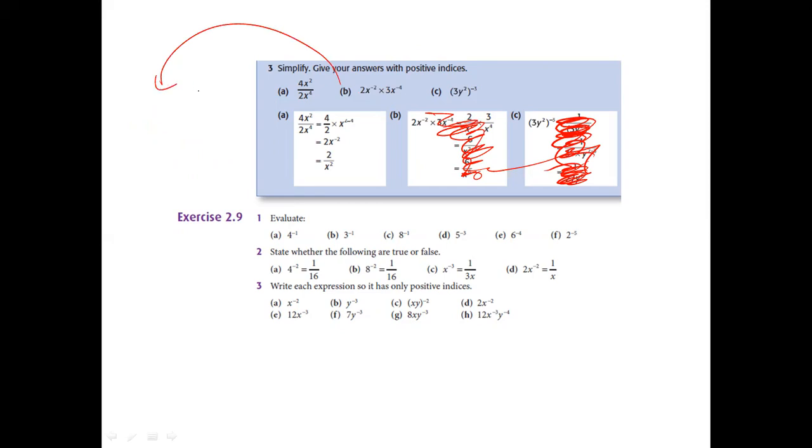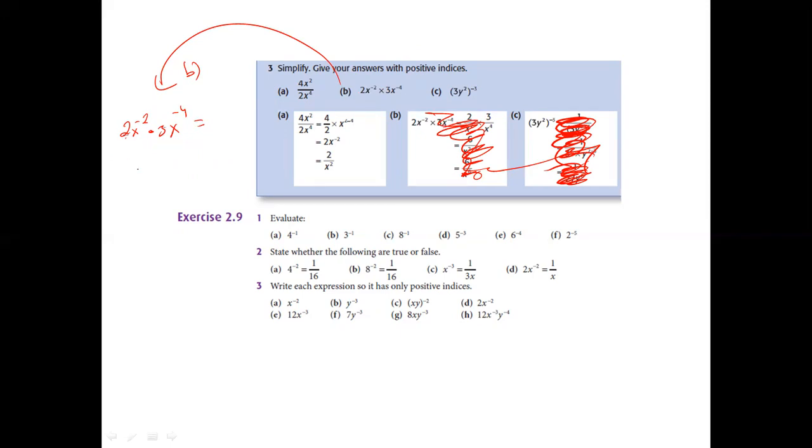And B, 2x to the power of minus 2 times 3x to the power of minus 4. We need the positive indices. That's why, let's first of all multiply the coefficients.